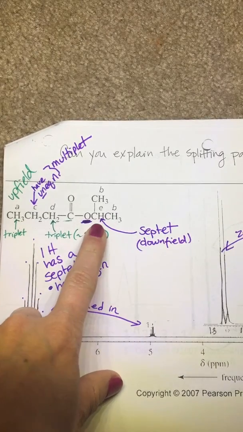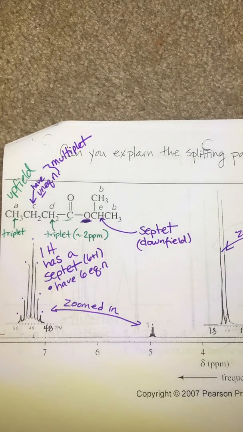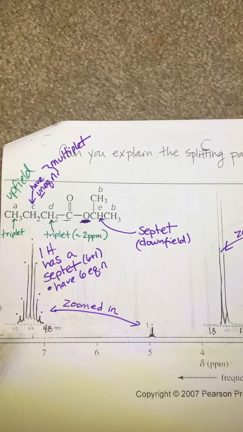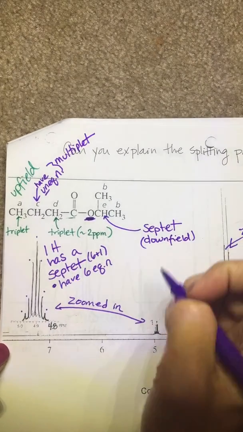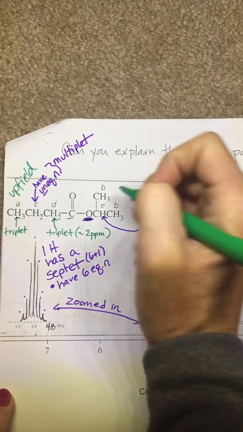Because that little hydrogen is very exposed to the magnet. It's been deshielded by that oxygen. And then lastly, we've got our, and let me label it, sorry. So this was our E. Okay. And then we have our B hydrogens.